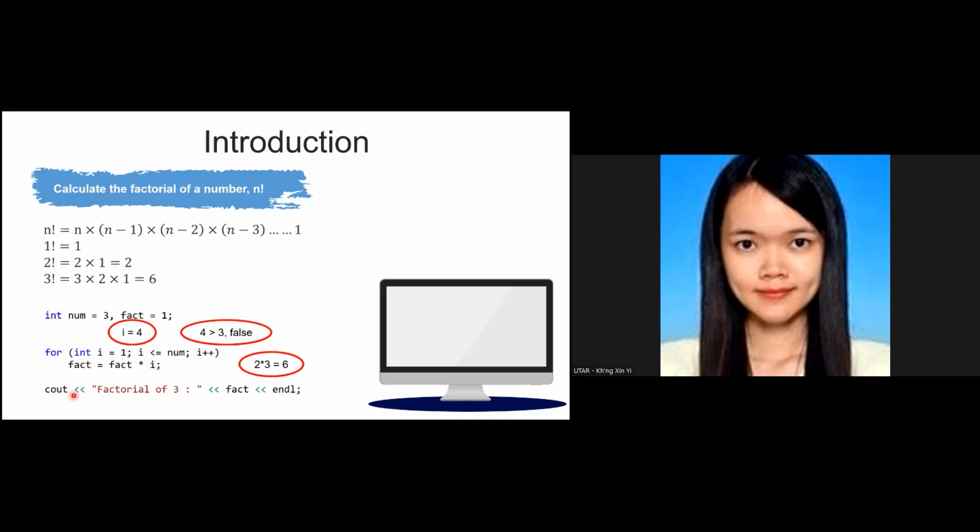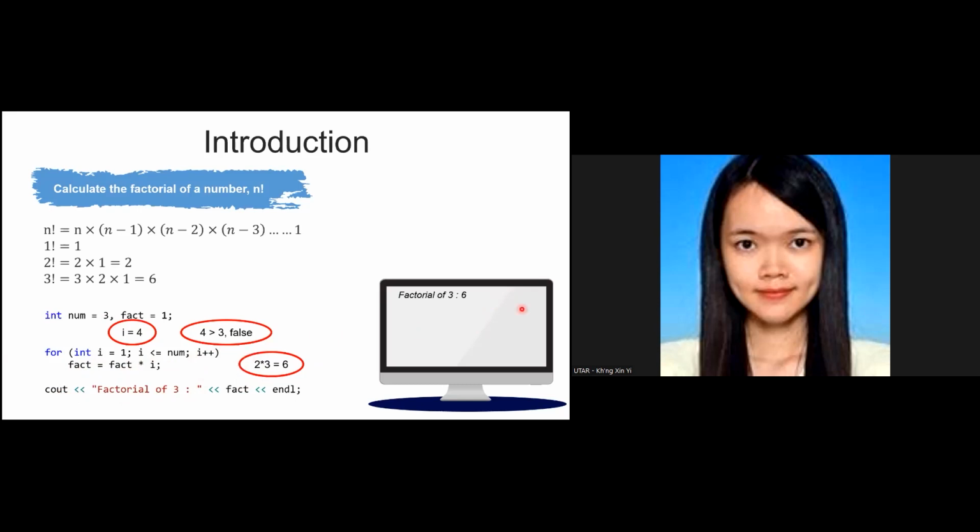This is the time where we have to print out what is the factorial of 3. So it is going to find what is the value currently stored in this fact variable. It's going to be 6. So if you use this sample code here, it's going to help us find the factorial of 3, this particular number, and the answer is 6.